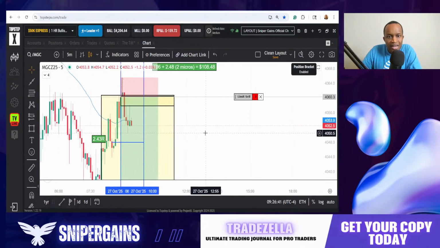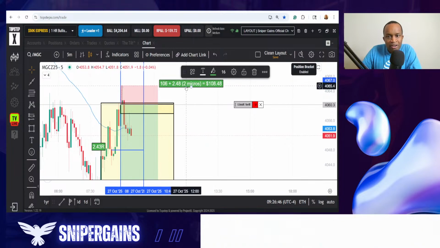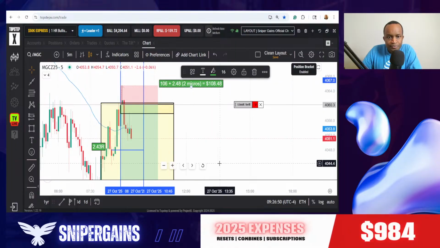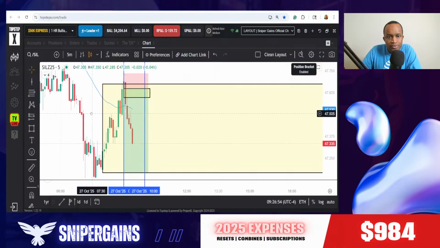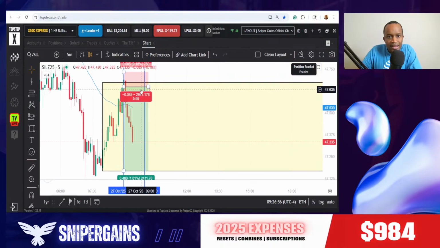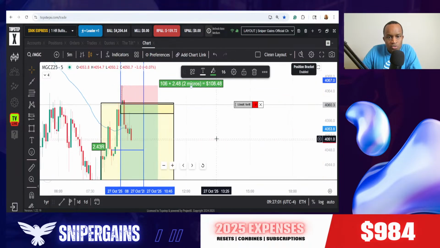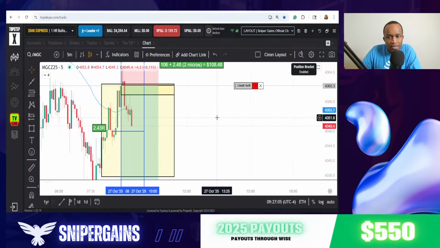It is a little bit high risk, but the way I'm mitigating my risk is I'm keeping my micros down to about 108.48. And if I were to go with the silver option, then that would only be 1 micro at 85. So let's see what happens. It's going to be in 3 minutes time. Okay, let's see what happens.